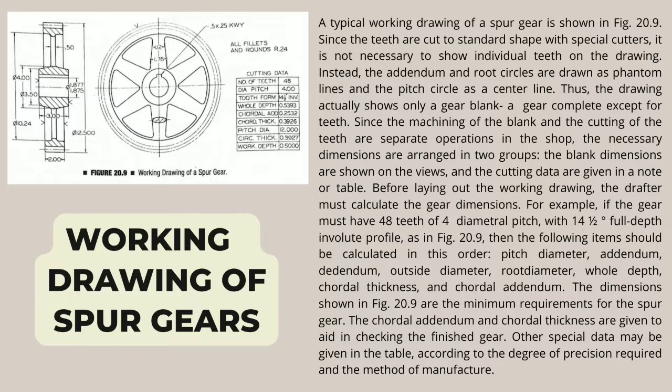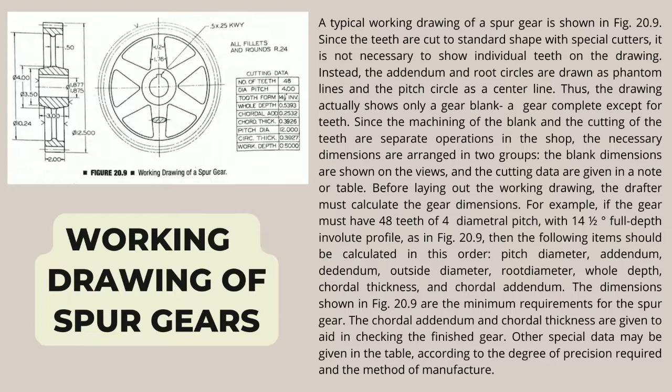Since the machining of the blank and the cutting of the teeth are separate operations in the shop, the necessary dimensions are arranged into two groups. The blank dimensions are shown on the views, and the cutting data are given in a note or table. Before laying out the working drawing, the drafter must calculate the gear dimensions.